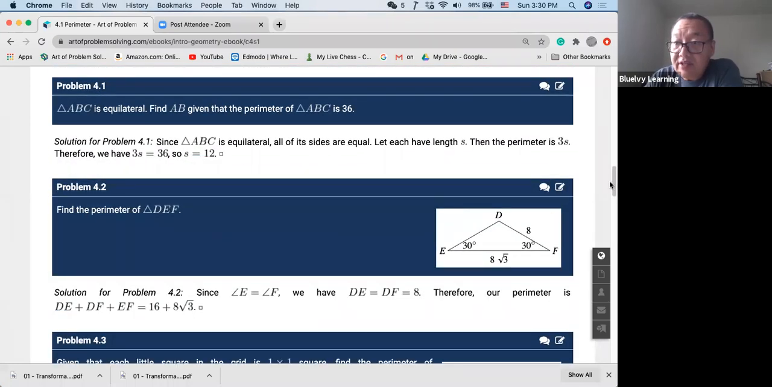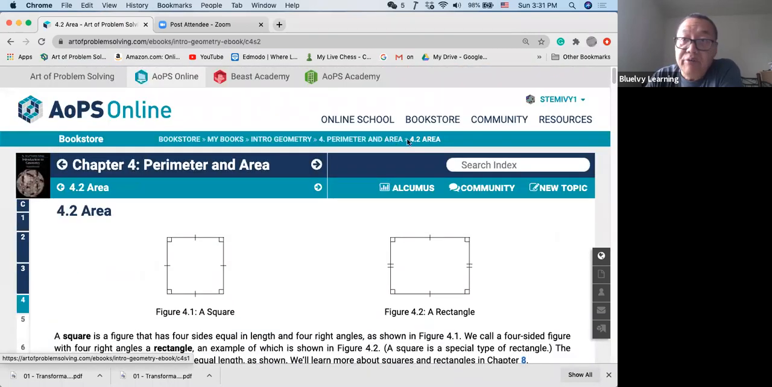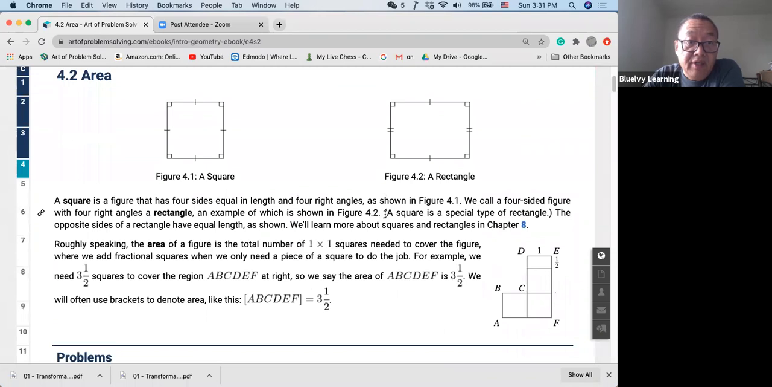I think this section is very easy. Now let's go to the next section. Next section, we will learn the area. Area, you know, this is where you use unit squares, 1 by 1, to fill the shape you are trying to calculate the area of. Then count how many 1 by 1 squares you're using. That number will give you the area of that shape.